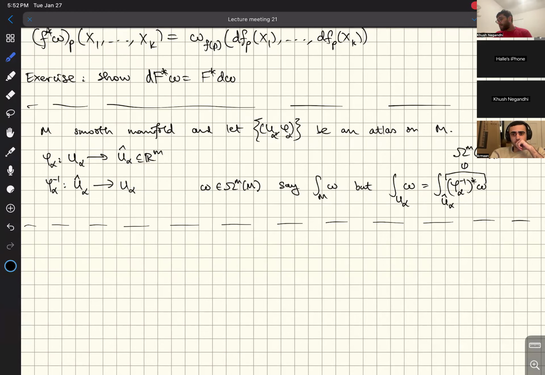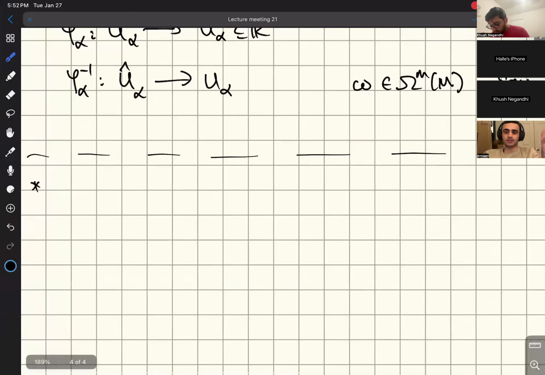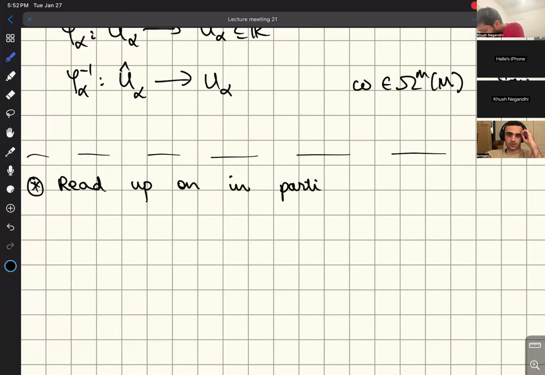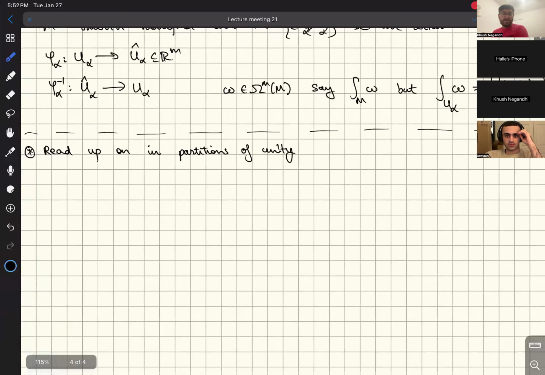One final thing: it'll make my life slightly easier if you guys could read up on partitions of unity. Oh, we just did that literally yesterday. Oh, you did? Yeah, it's a hot topic right now because we're trying to construct integration. So just look up partitions of unity and read up on them. Wow, I just didn't think that would be useful.